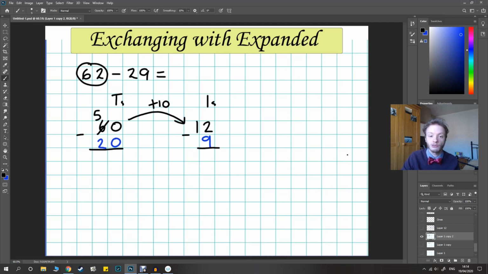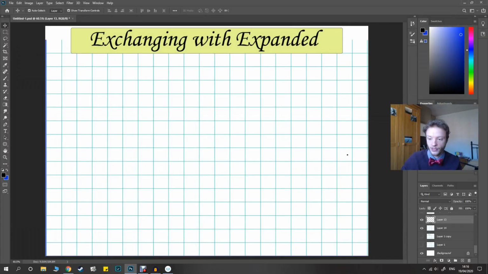Now when I look, I've got 12 take away 9 in the ones column and 50 take away 20 in the tens column. In both cases, I've got my bigger number on the top, so I can do the subtraction without a problem. 12 take away 9 equals 3. 50 take away 20 equals 30. Combining back up again gives me 33 as my answer.